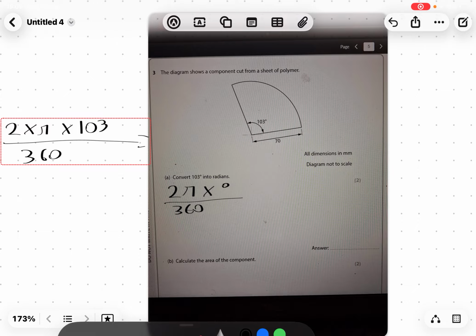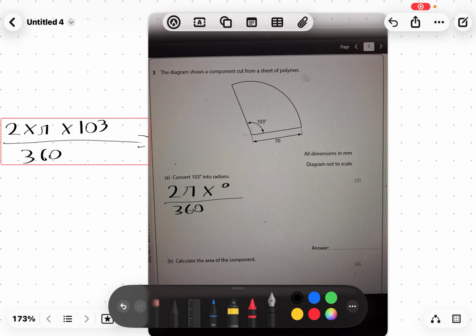Okay, basically I'm just going to give you the answer. The answer is 1.79, and it'll be in radians. This is the shortest version. I'm pretty sure that it was bigger, but we just rounded it up to the biggest, whatever.